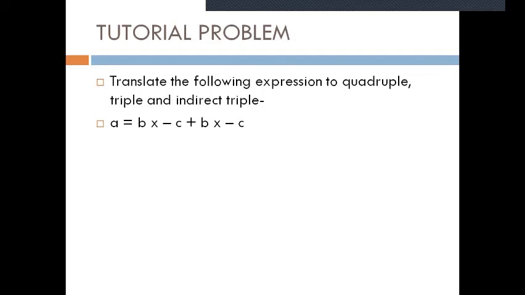Next, try to solve this problem. Translate the following expression to quadruple and triple and indirect triple representation. The question is A is equal to B into minus C plus B into minus C. Try this. Thank you.